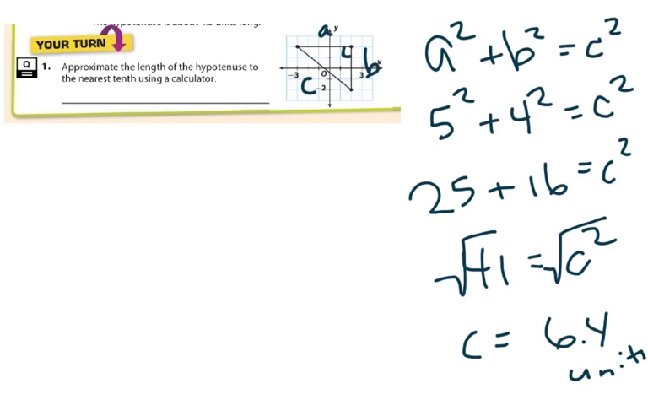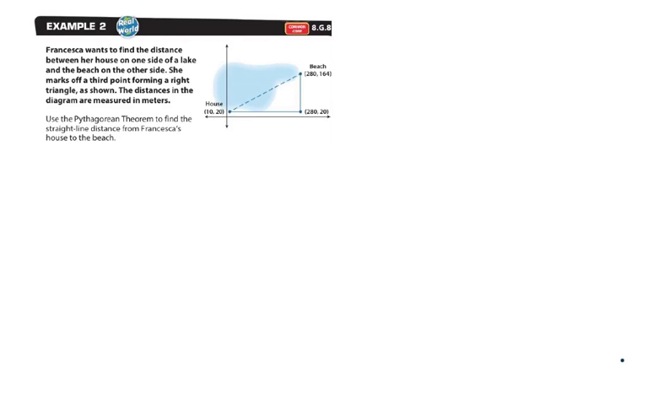Okay, going on to the next problem. It says, Francesca wants to find the distance between her house on one side of a lake and the beach on the other side. She marks off a third point forming a right triangle as shown. The distances in the diagram are measured in meters, so I know that my units are going to be meters. Use the Pythagorean theorem to find the straight line distance from Francesca's house to the beach.